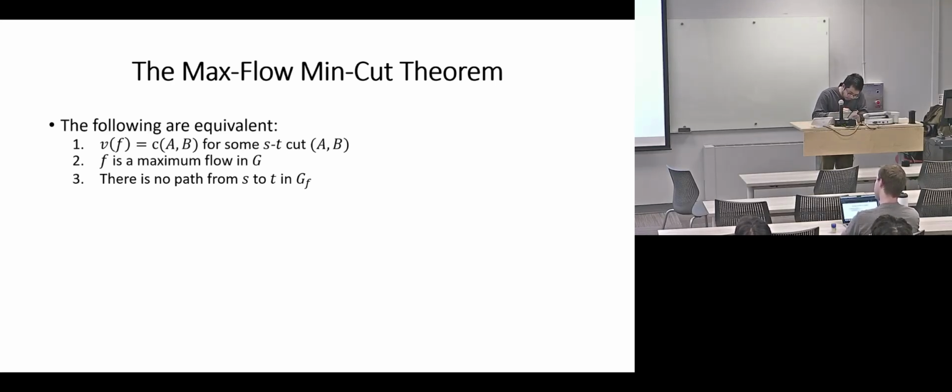First, the flow value f is the same as the value of some ST cut. The next one says that f is the maximum flow. The third one says that there is no path from S to T in the residual graph. Assume that you believe this. Can you tell me why Ford-Fulkerson must return maximum flow?